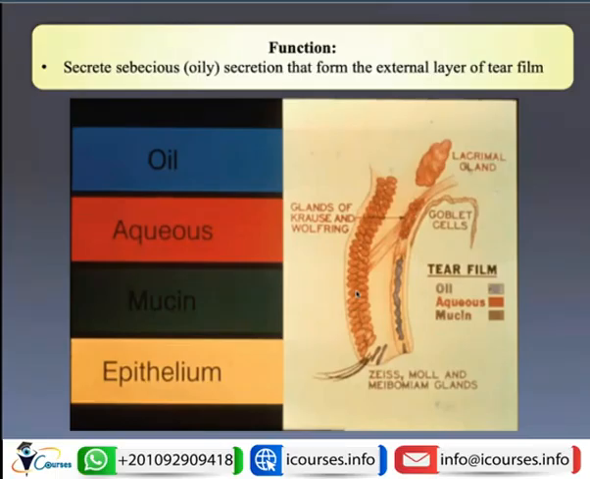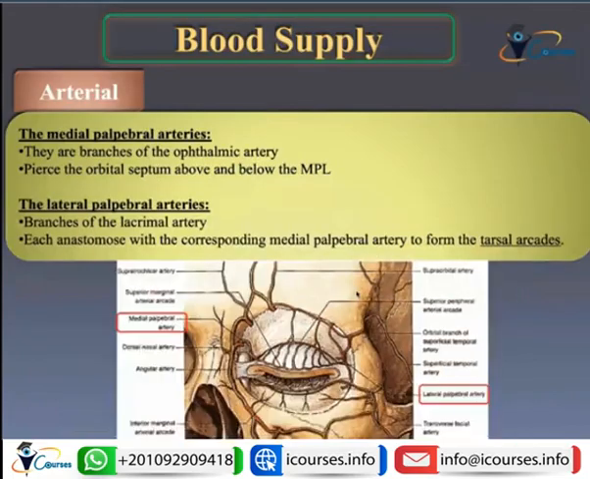Okay. Now we'll come to an important subtopic of the eyelid, which is the vascular supply of the eyelid. How does the eyelid receive its blood supply? The eyelids receive their blood supply from arteries named after the eyelid, so they are called medial and lateral palpebral arteries. These arteries' main function is to supply the eyelids.